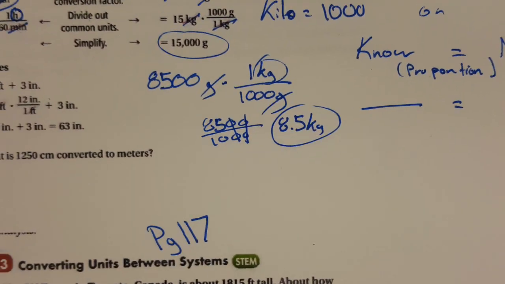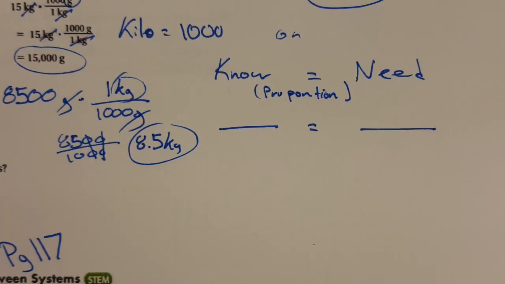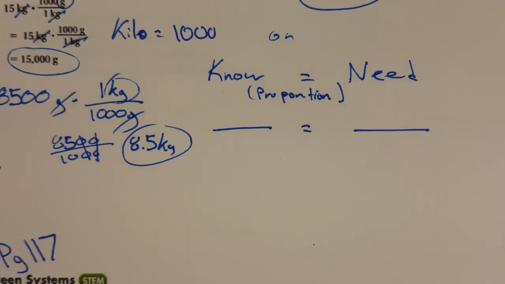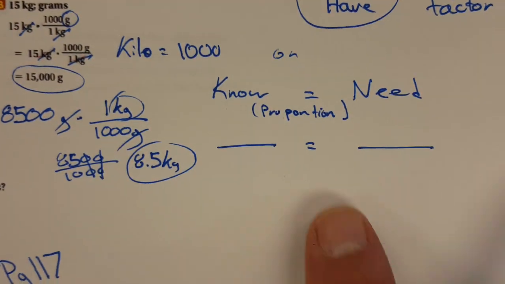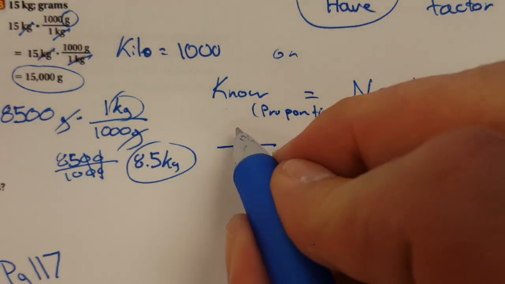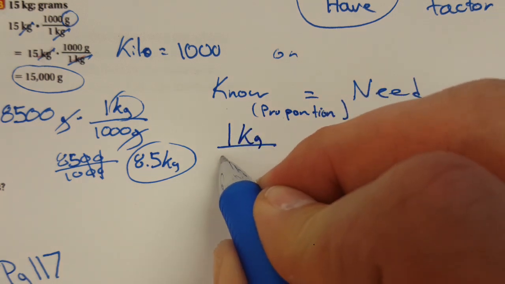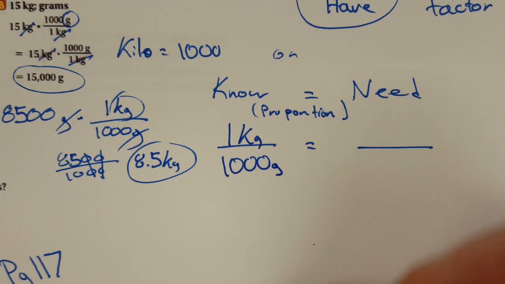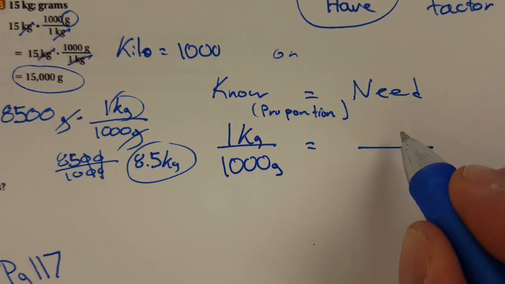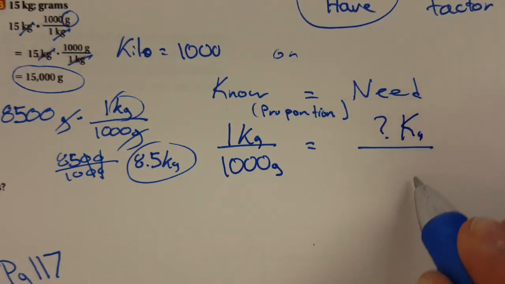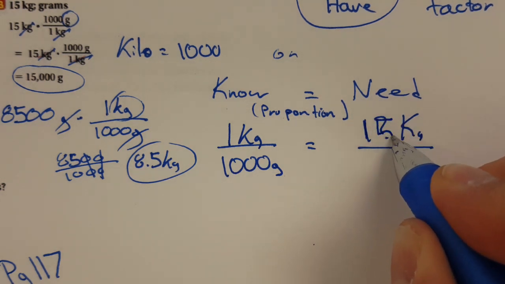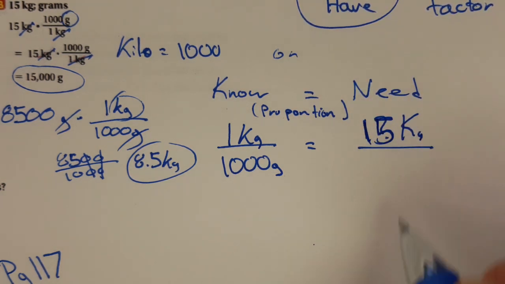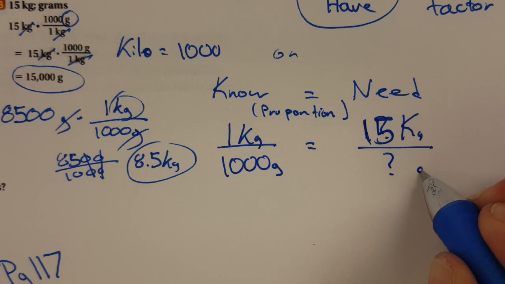Okay. The other method, I suppose I'll do one of those really quick here. The know equals the need. Okay. Well, let's do kilograms. Okay, let's do this one again. Well, what do I know about grams and kilograms? Well, I know that 1 kilogram is 1,000 grams. And what do I need? Well, I need kilograms, and I have, oh, sorry, take it back. I have 15, I was thinking of the answer first. I have 15 kilograms, and I don't know the grams.